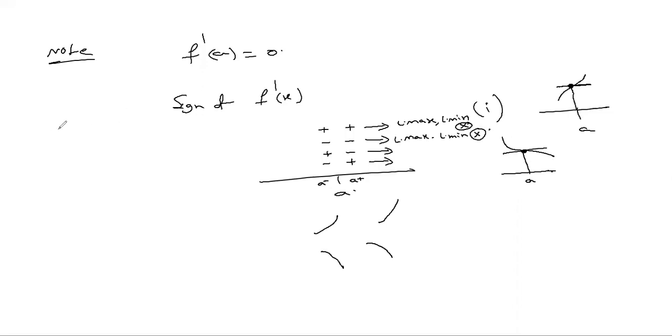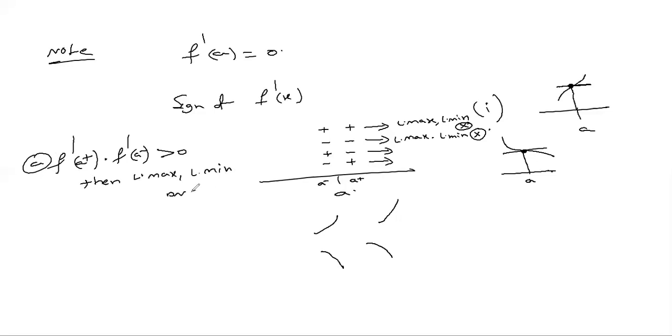That means we can understand that whenever f'(a+) and f'(a-) are multiplied, if you get a positive value, then what can we write? Local maxima and local minima do not exist. Okay, that is the first point.